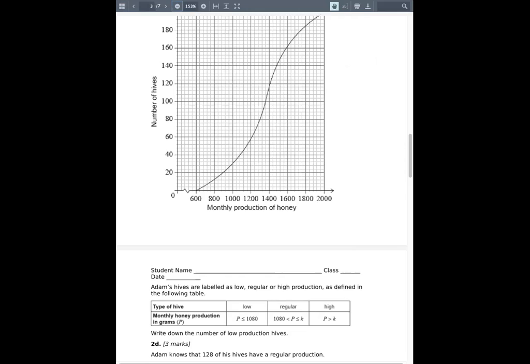Next we have 2D. Adam knows that 128 of his hives have a regular production. Find the value of K.